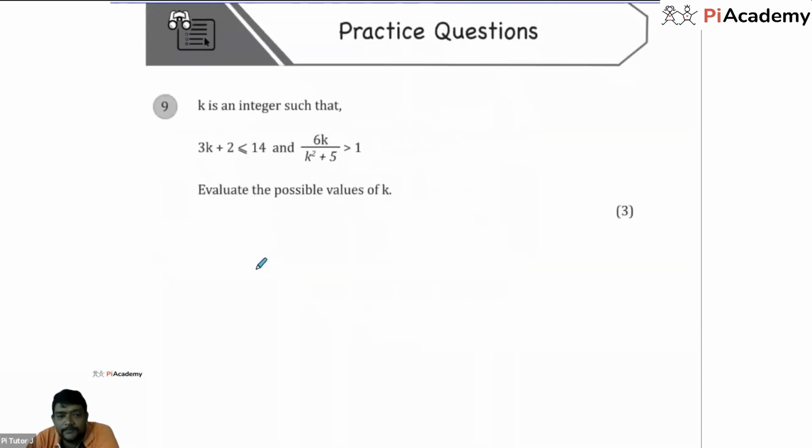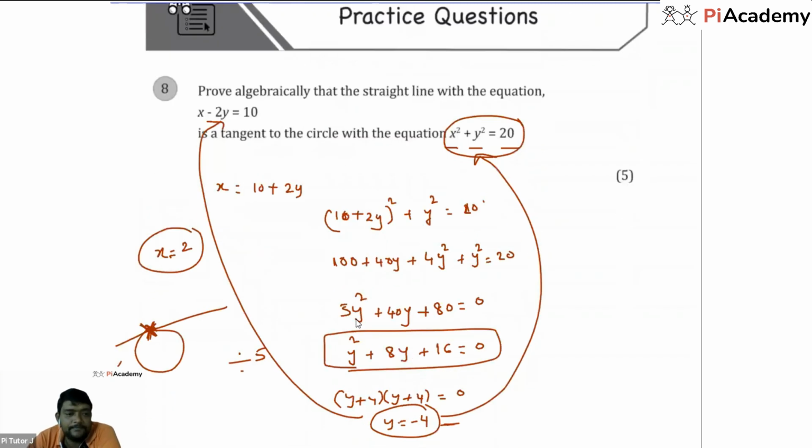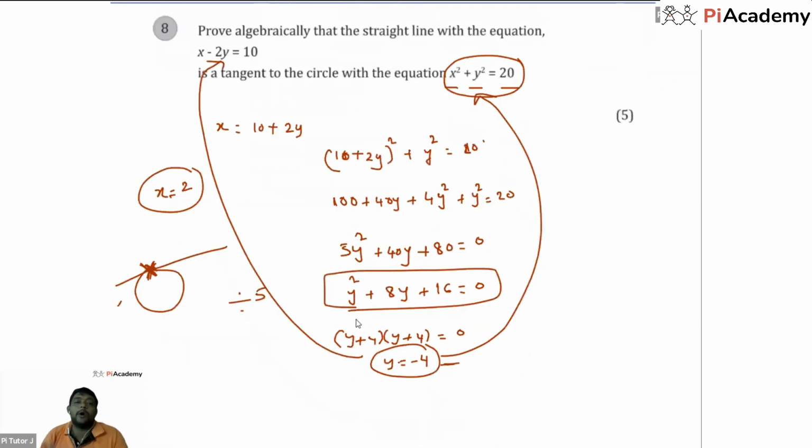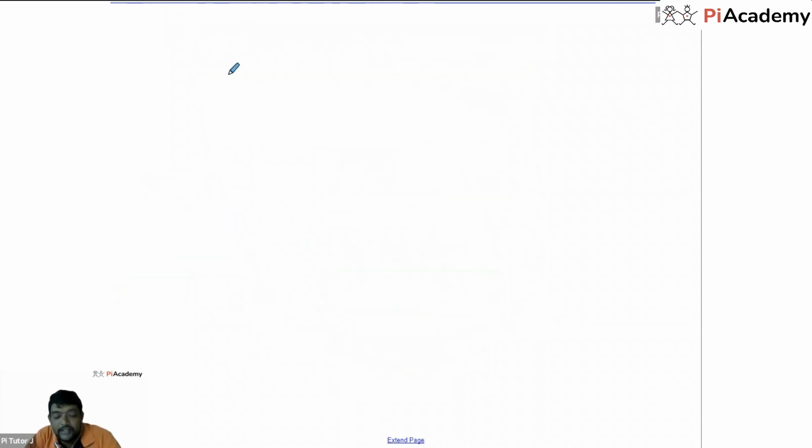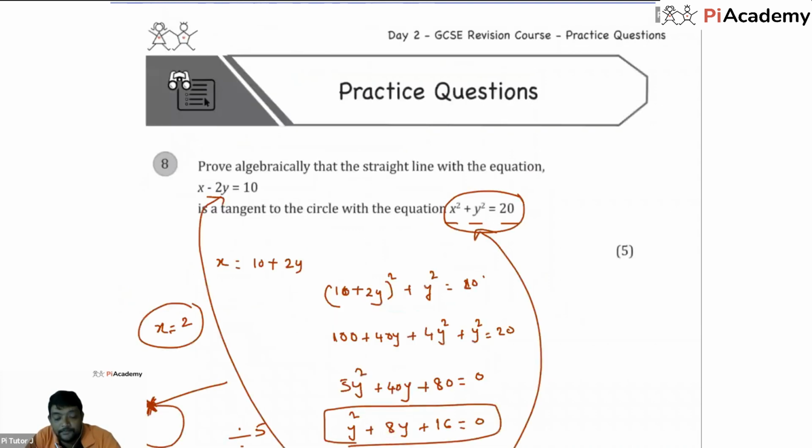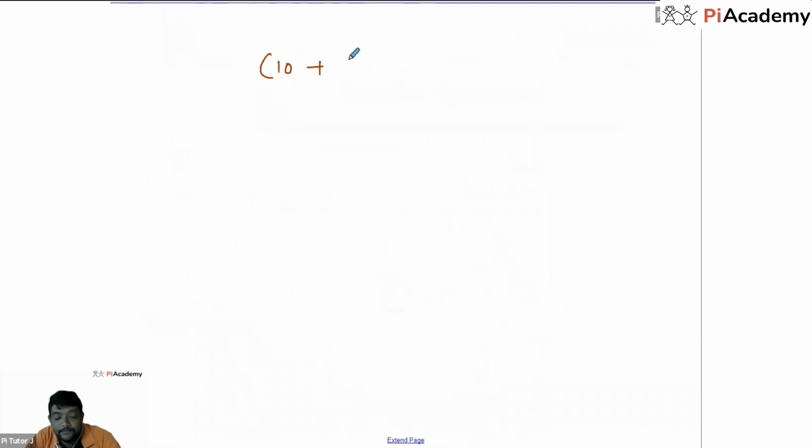How did he get 40y? And how did he get 4y squared? That's a good question. You remember yesterday's class, right? Yesterday we gave this formula: 10 plus 2y, whole square. Now, this means 10 plus 2y times 10 plus 2y, right?